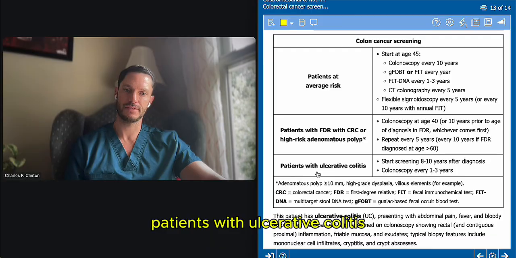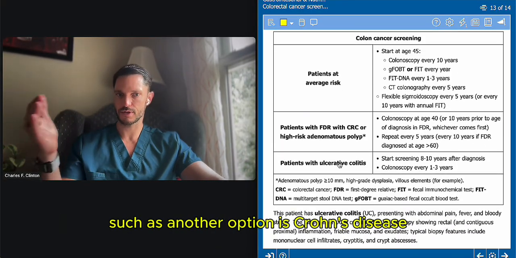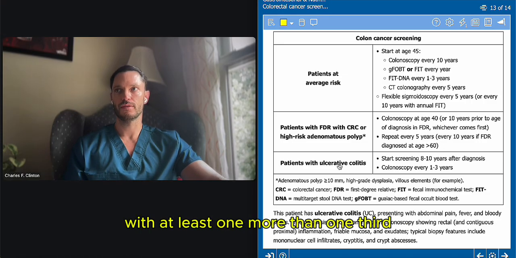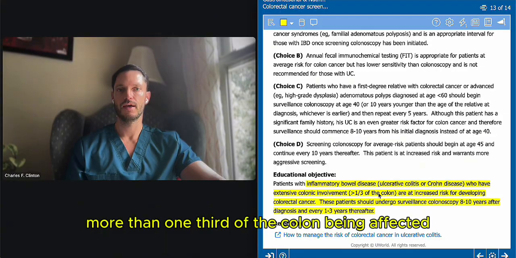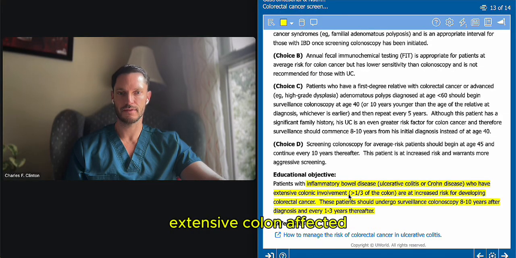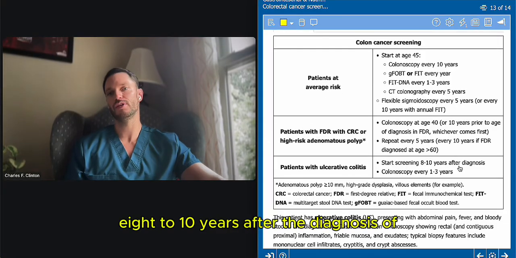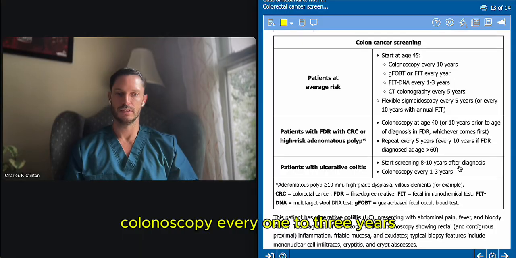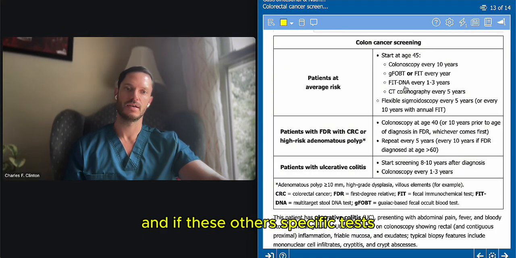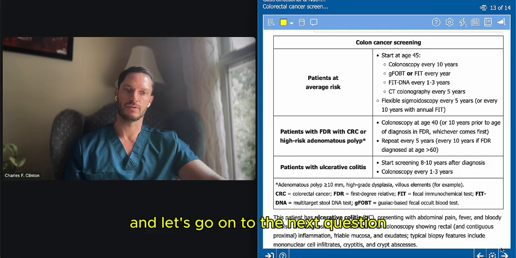Patients with ulcerative colitis, or also other inflammatory bowel disease such as Crohn's disease, with extensive colon affected, more than one third of the colon, you would start screening 8 to 10 years after the diagnosis of inflammatory bowel disease, and then follow up with colonoscopy every 1 to 3 years. And these other specific tests, I won't go into them right now. I'll let you pause the video and review it, and let's go on to the next question.